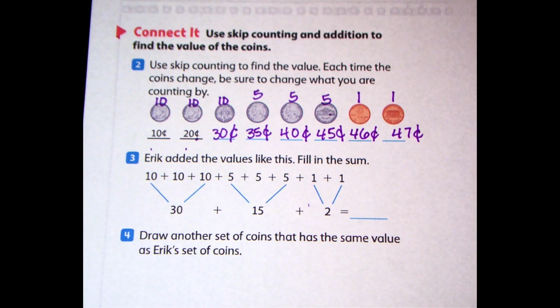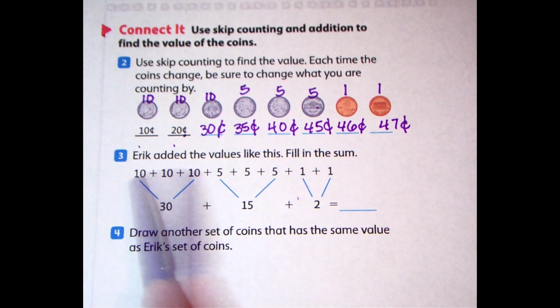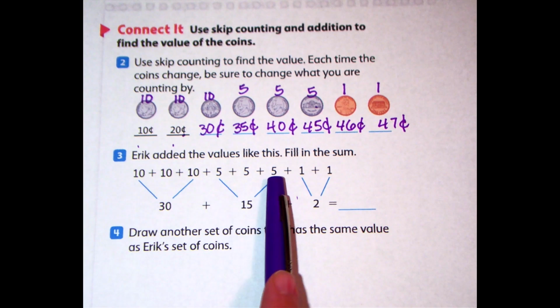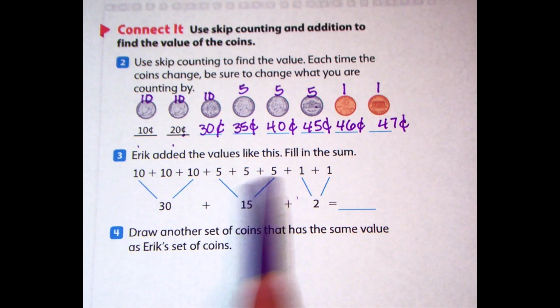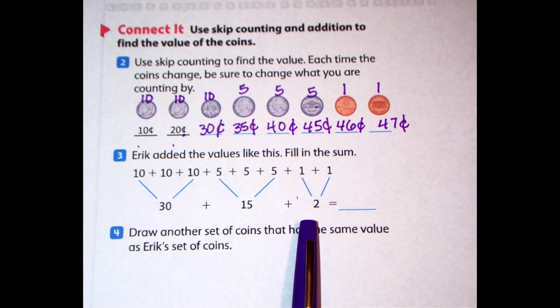Alright, so let's look at number 3. Eric added the values like this. Okay, remember in the last model we said we can write an equation in order to count our money as well. So what they did here is they went ahead and grouped them. The 3 dimes is 30 cents. 3 nickels is 5, 10, 15 cents. And 2 pennies is 2 cents.